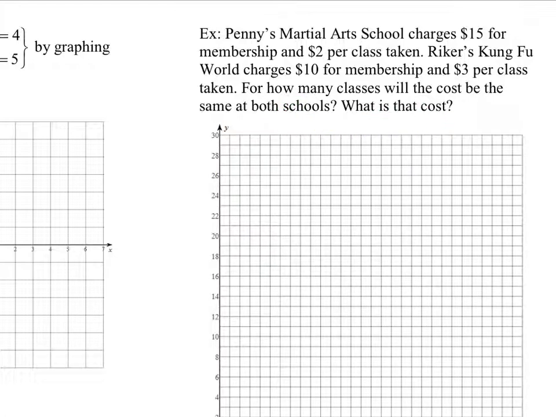So really, solving the system of equations that we're going to get out of this problem isn't the hard part. The hard part is getting the equations in the first place. So what we want to do is figure out what x and y are going to represent. Since the cost is something that we're being asked about, and that cost depends on the number of classes taken, we are going to make x represent the number of classes taken, and y is going to represent the cost.